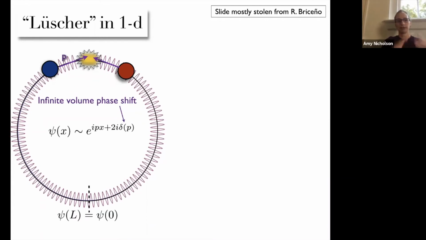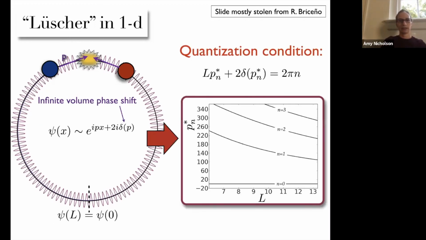I can now put it in a finite volume. In one dimension with periodic boundary conditions, that looks like a circle. And I impose my boundary condition, and this is what gives me my discrete set of energy levels. From this, I get a quantization condition. So only certain values, P_n star, are allowed within this box. And you can plot the P star n versus the volume, or the size of your circle, and you get a set of energy levels.